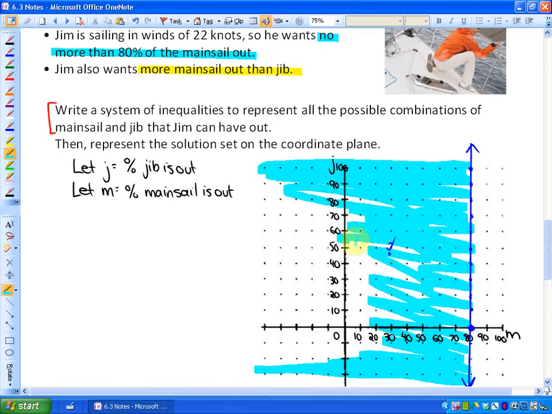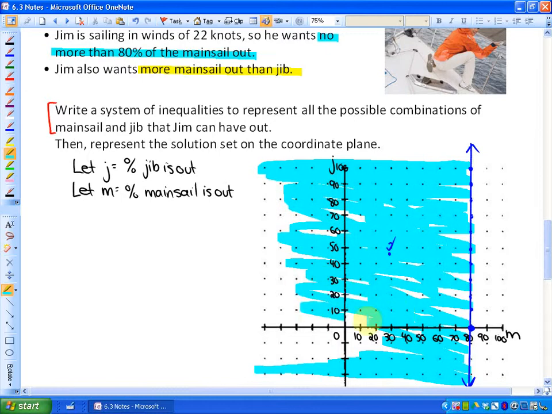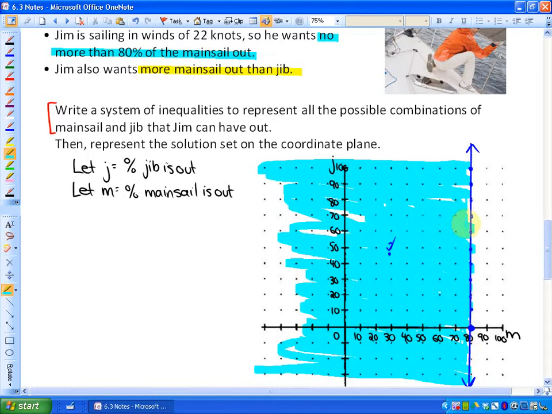Now what we're going to do, and I might start shading this a little bit more loosely, is look at the second constraint. The second constraint says that he wants more mainsail out than jib. So the boundary line would be, if we take out the word more, basically where mainsail is exactly the same as jib. So if it says more mainsail out than jib, I want to know the boundary where mainsail is exactly the same as jib.